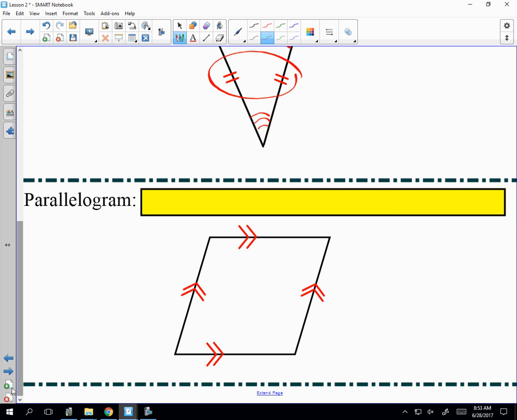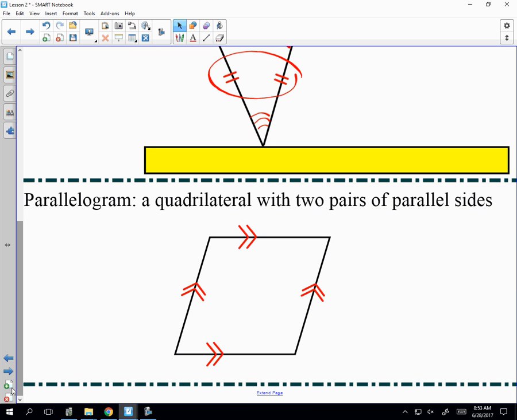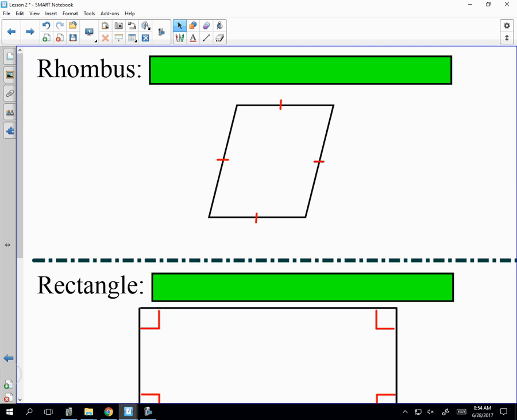And then we have our parallelogram. A parallelogram is a quadrilateral with two pairs of parallel sides. The nice part about a parallelogram is then we also know that we have pairs of congruent angles as well. But a parallelogram is defined by the pairs of parallel sides. The angles that come along with that are something that are nice and we add in overall.